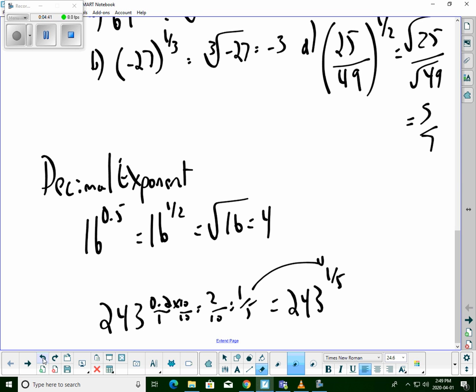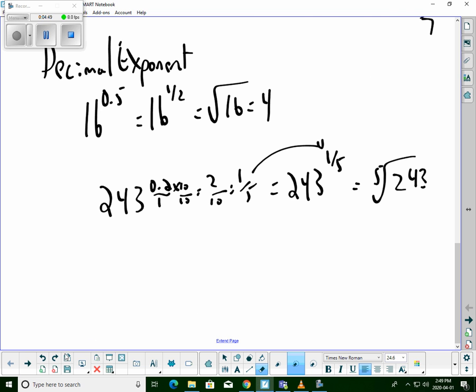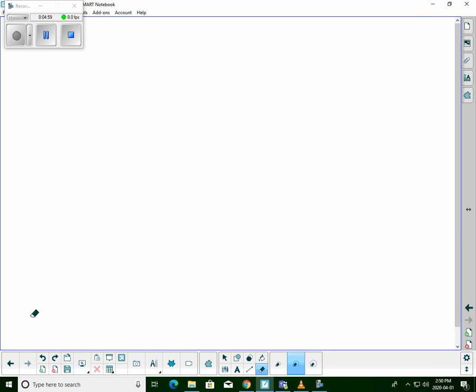Oh, you're saying that 1/5 goes in the exponent? Absolutely. So that means if 5 goes in the notch, what number times itself 3 times gives us 243? You got it. 3. Okay, next page.